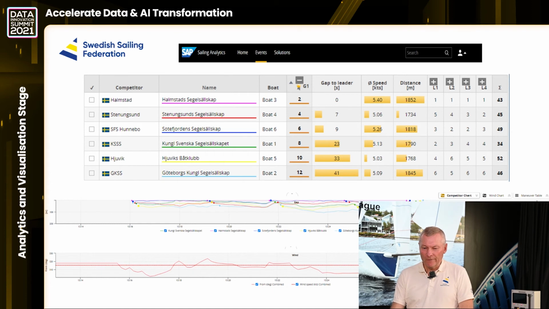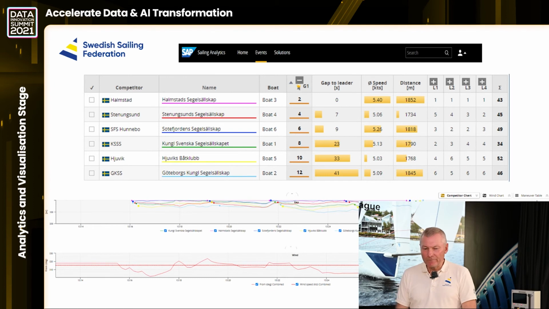So on the next slide, we have another view that we can see for this race. On this slide, we can see Halmstad Segelsällskap. They won that race. And we can see that they have an average speed of 5.4 knots. But they also sailed the longest distance, 1,852 meters. So obviously they could gain speed by sailing a certain route up to the marks.